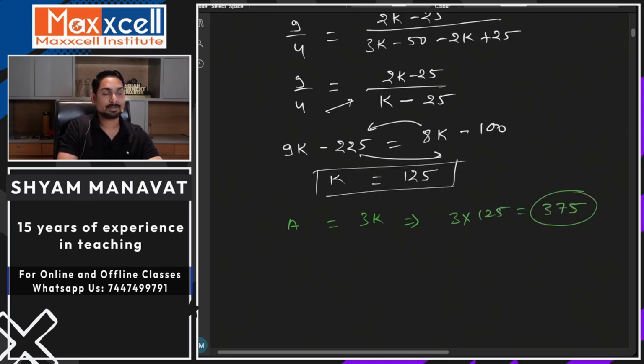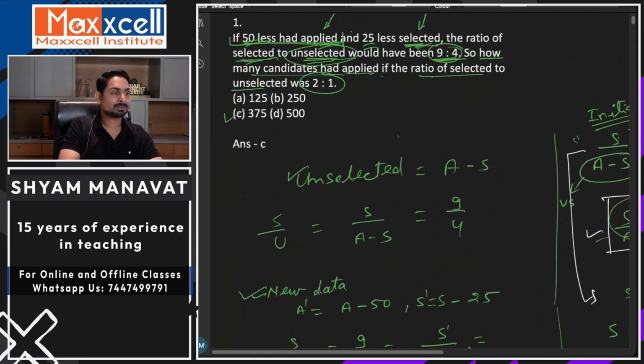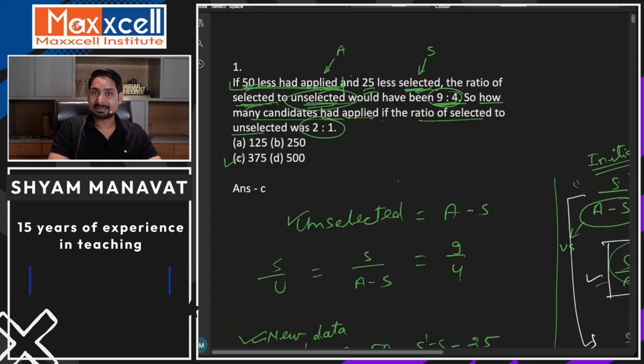दैट्स योर आंसर. डू वी हैव दिस इन द ऑप्शन? चेक करो ऑप्शन में है क्या. यस, वी हैव ऑप्शन नंबर सी. दैट्स द आंसर, राइट. I hope that's easy, not very difficult. So let's see the next question.